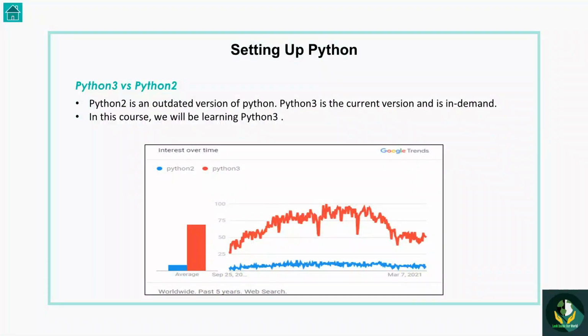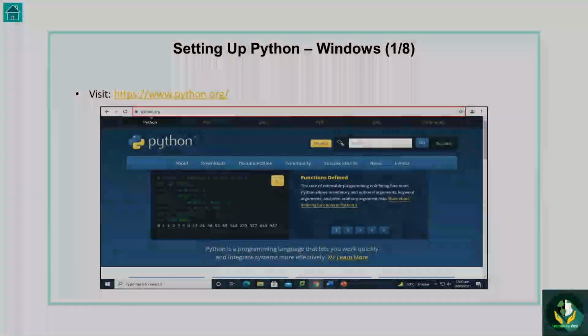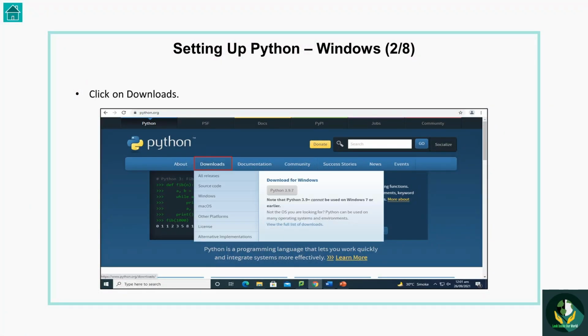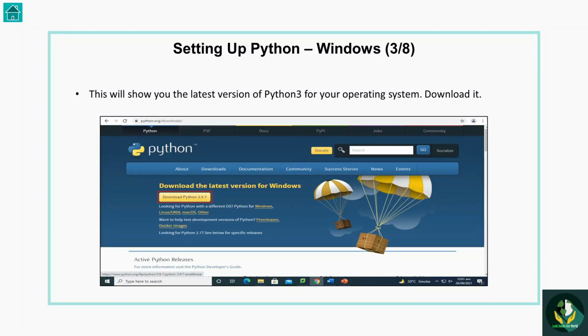In this course, we'll be working with Python 3. Python 2 is an outdated version of Python and is no longer supported. The following graph shows the popularity of Python 3 versus Python 2 over the last 5 years. And as you can see, Python 2 is hardly in the competition. To install Python in Windows, go to python.org. Click Downloads. Download the latest version of Python 3. At the time of recording this video, the latest version is 3.9.7.